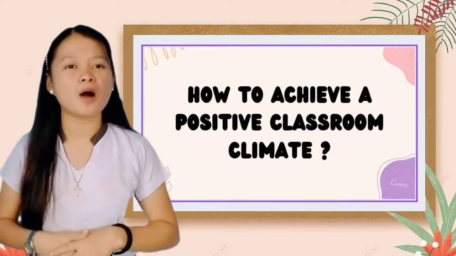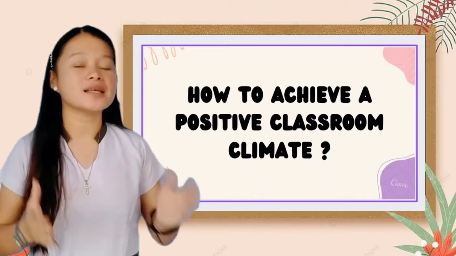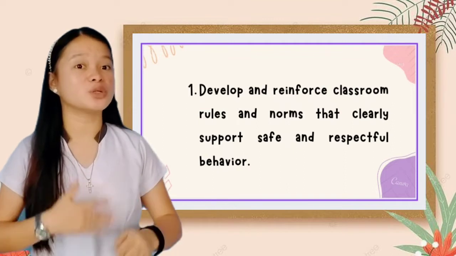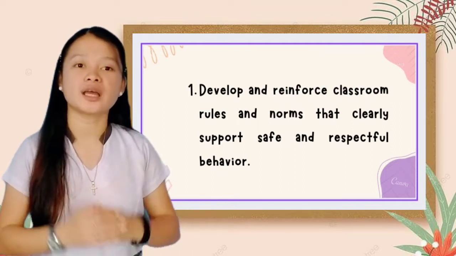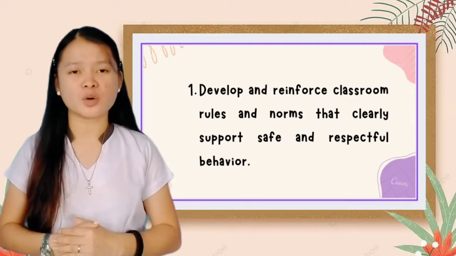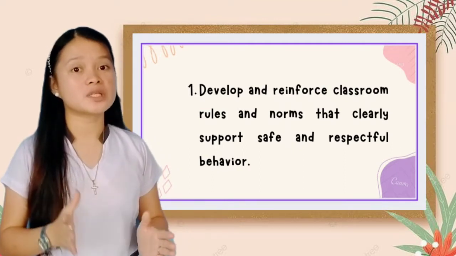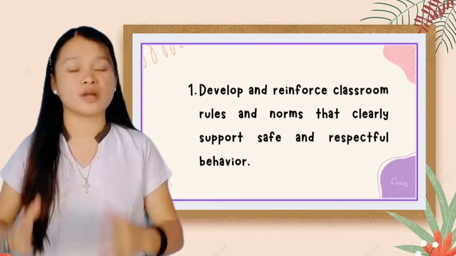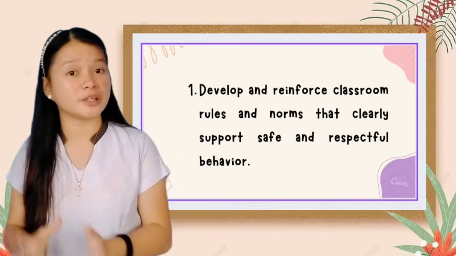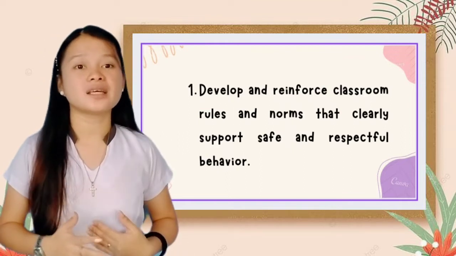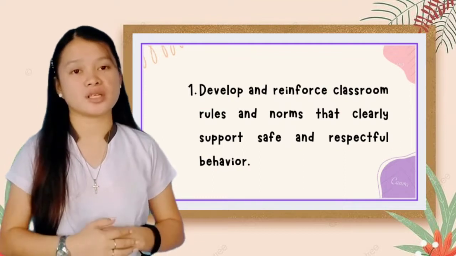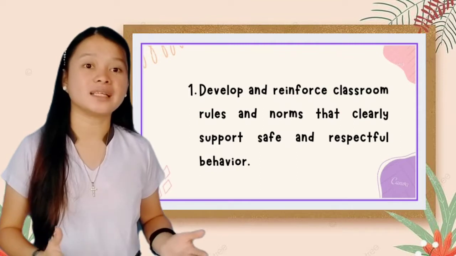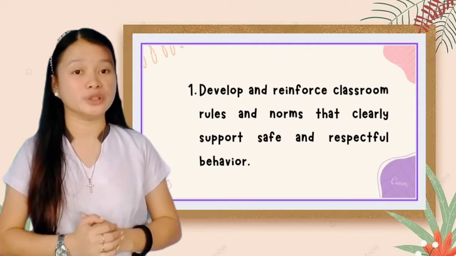And now, let's talk about how we can achieve a positive classroom climate. First, we need to develop and reinforce classroom rules and norms that clearly support safe and respectful behavior. Having classroom rules helps you create a predictable, safe learning environment for your students. Rules give your students clear boundaries and opportunities to practice self-regulation and make good choices. When students feel safe and respected, both emotionally and physically, they are able to focus better on learning.